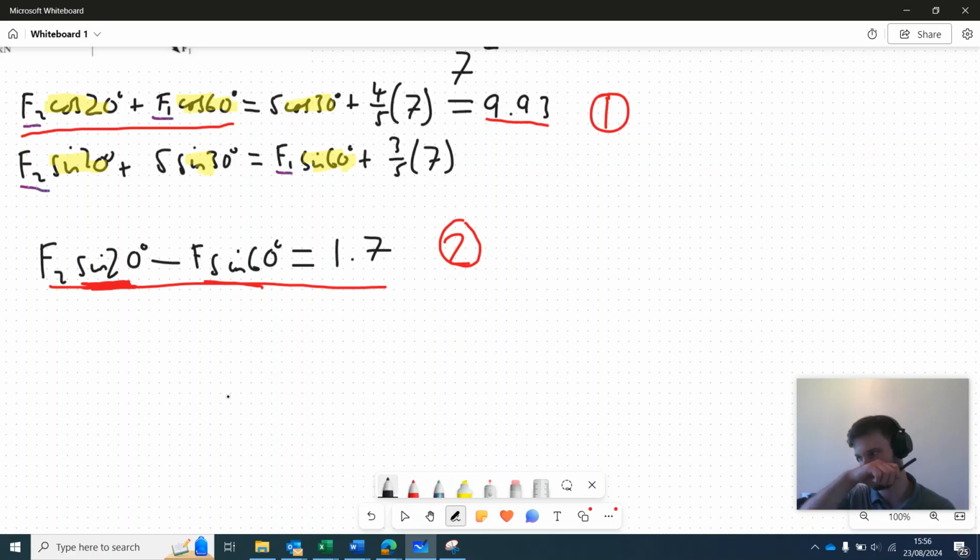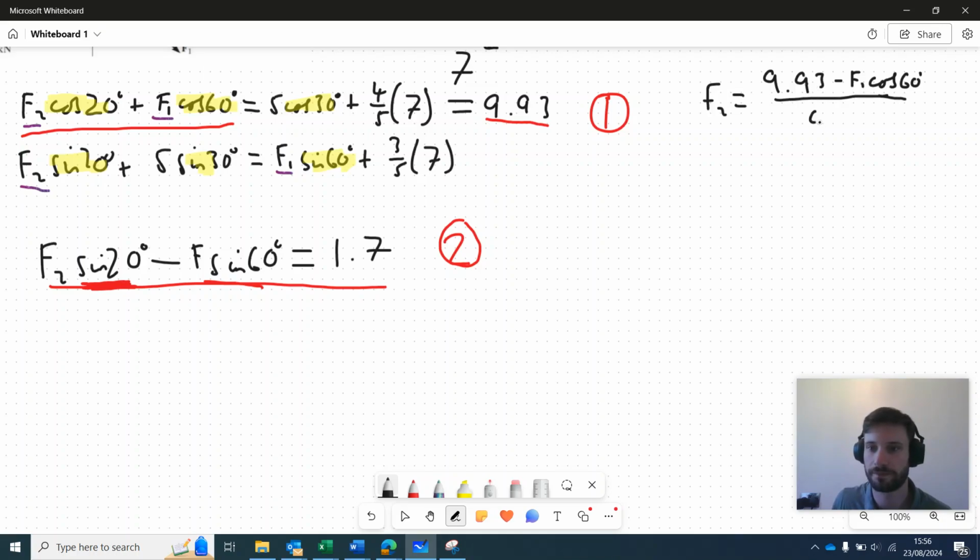I'm going to approach this problem using substitution. So I'm going to take equation 1, and I'm going to rearrange it for f2. So I'm going to say f2 is equal to 9.93 minus f1 cos 60 all over cos 20. Wonderful. And I'm going to substitute that into equation 2.